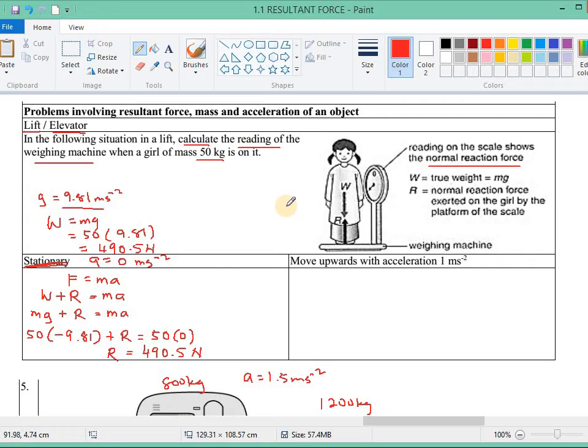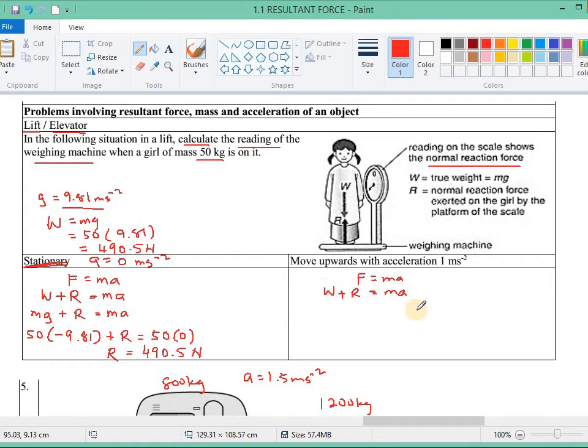Okay, so now if you want to calculate the reading on the scale, that means we want to calculate the reaction. The normal reaction force is how much? F equals ma. So this is the resultant force that acts on the girl. The resultant force that acts on the girl is the weight plus the reaction, and the weight is mass times g, mg.